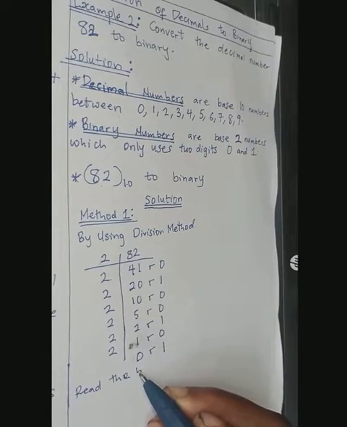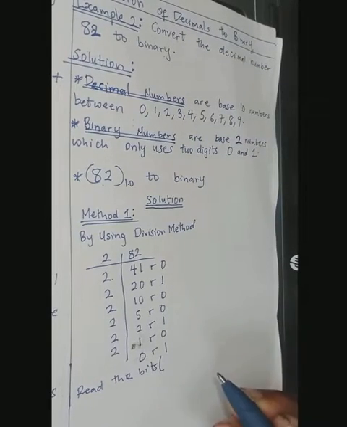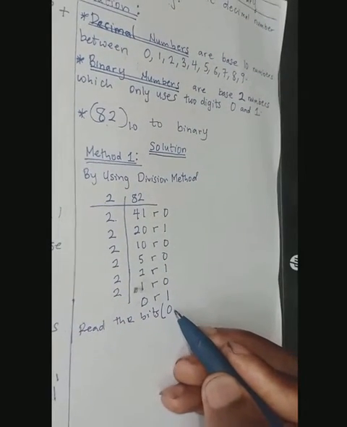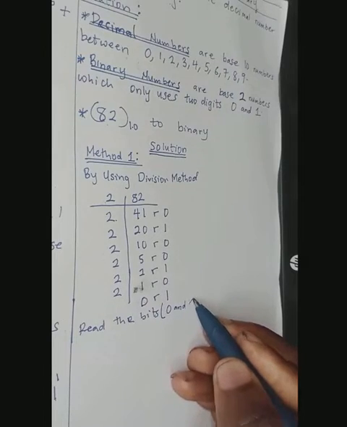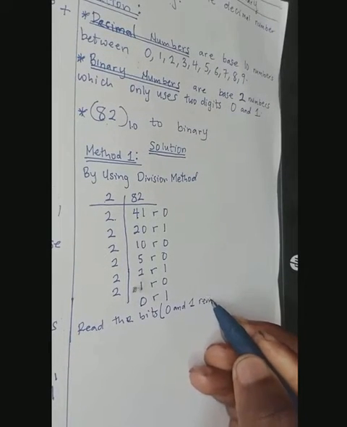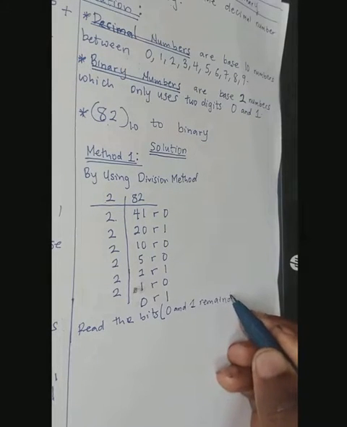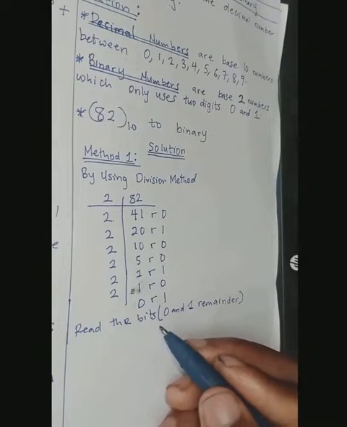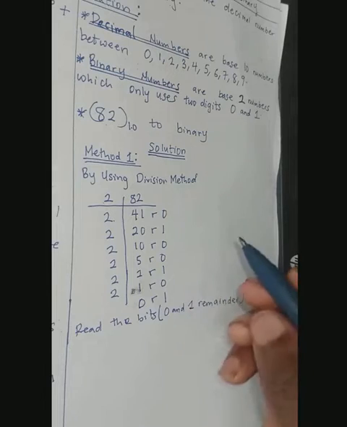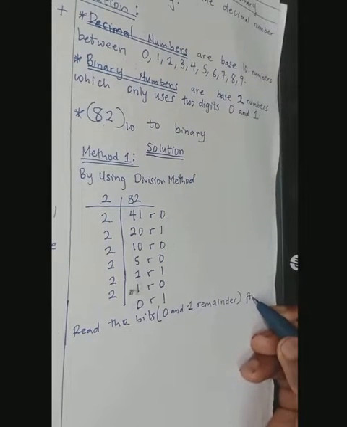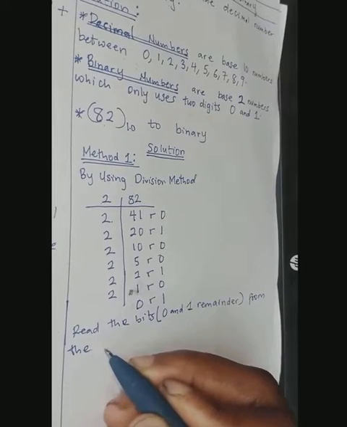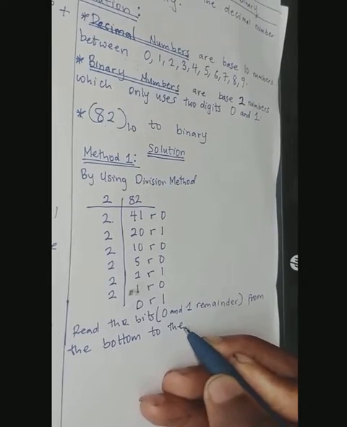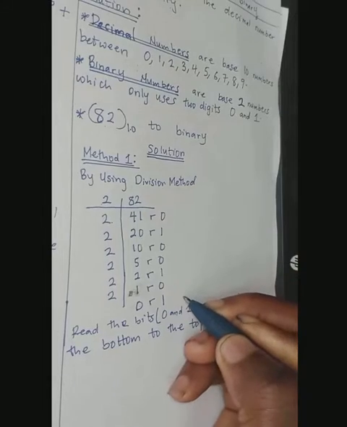So the next thing you are now going to do is that you will read the bits. The bits I'm talking about means 0 and 1, the remainders. Don't forget, bits means 0 and 1. So we're going to read the bits from the bottom to the top, something like this.